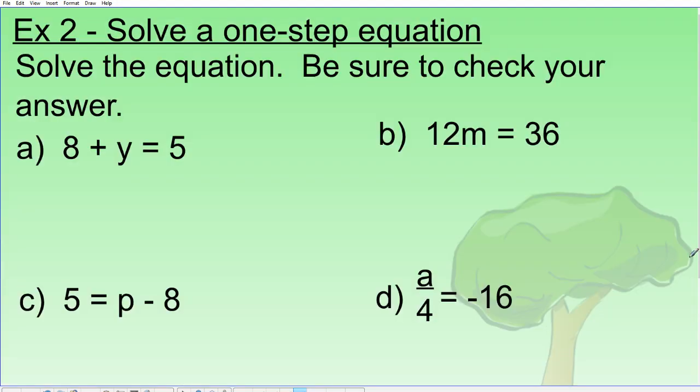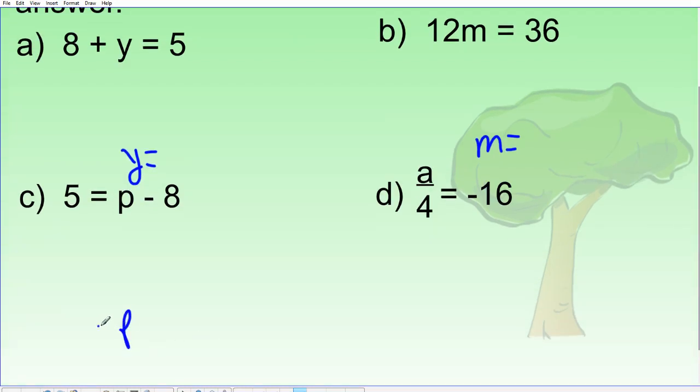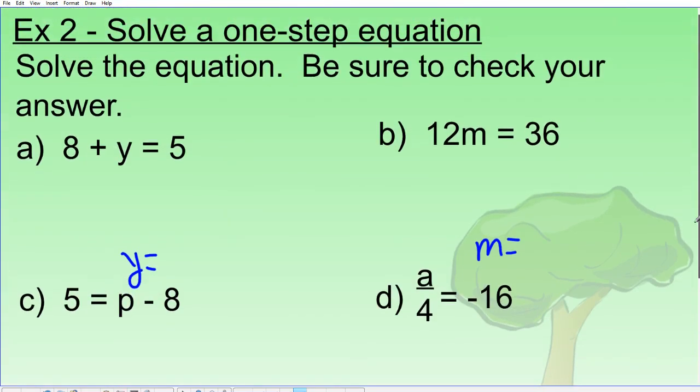So now let's get to actually solving. So when you're solving an equation, your job is to always get the variable by itself. To get rid of all the things that are being added and subtracted and multiplied and divided and squared and square rooted from the variable. You want, in the end, just y equals. You want m equals. You want down here p equals. You want a equals. Okay, that's going to be your goal.